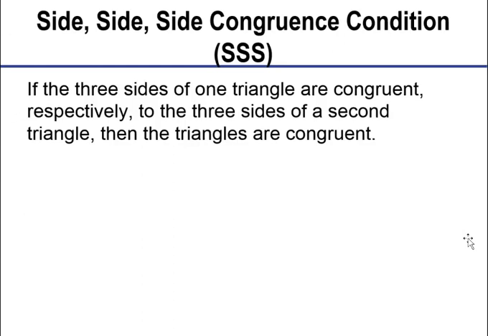Now, we have our first theorem of congruence. To be able to tell if one triangle is congruent to another triangle, you don't necessarily have to check all 3 angles and all 3 sides. If you do, you are positive they're congruent if it all matches up. But you can just check 3 sides. So if 3 sides of one triangle are congruent respectively to 3 sides of a second triangle, then the triangles are congruent. So you can show congruence by something called SSS, or side, side, side.